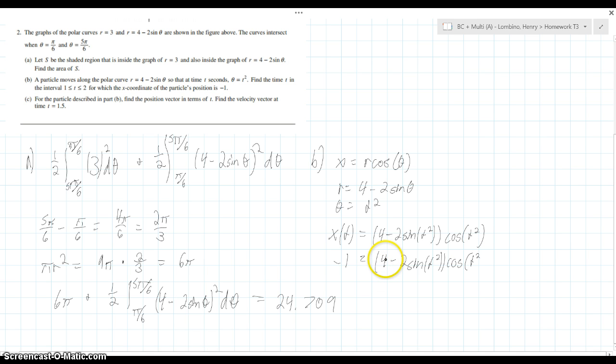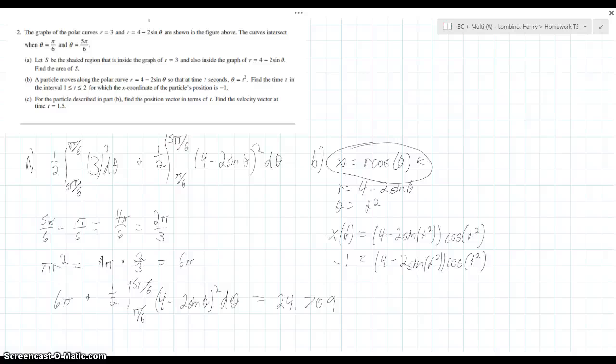Then you're going to plug this into your calculator and solve for t, for what value of t does that equation equal -1. Pretty simple, pretty easy. It's just a bunch of substitution. You just have to make sure that you remember this transformation from polar coordinates to Cartesian coordinates. All right, on to C.